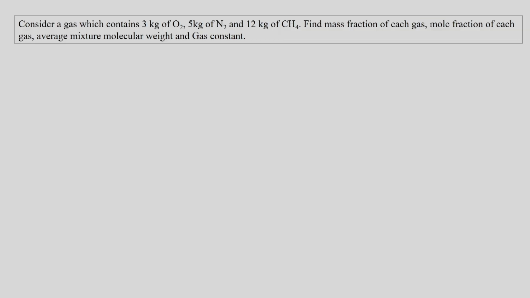Now we can make use of this to solve some examples. So let us see some examples. The first example says: consider a gas which contains 3 kg of oxygen, 5 kg of nitrogen and 12 kg of CH4 methane. Find the mass fraction of each gas, the mole fraction of each gas, the average mixture molecular weight and the gas constant.